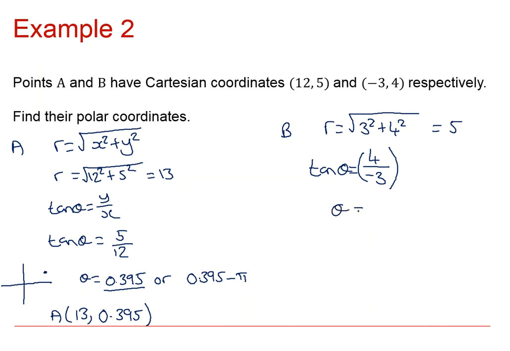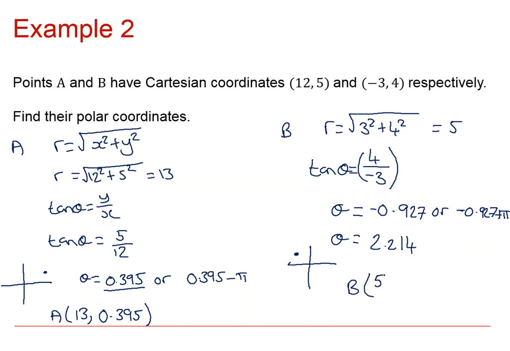So this means that theta is either minus 0.927 or minus 0.927 plus pi. So if we do a little sketch, think about where this point (minus 3, 4) is. It's over here. So that tells us that the value of theta is in the second quadrant, so it needs to be this value here. So theta is in fact 2.214. So the point B coordinates are (5, 2.214).